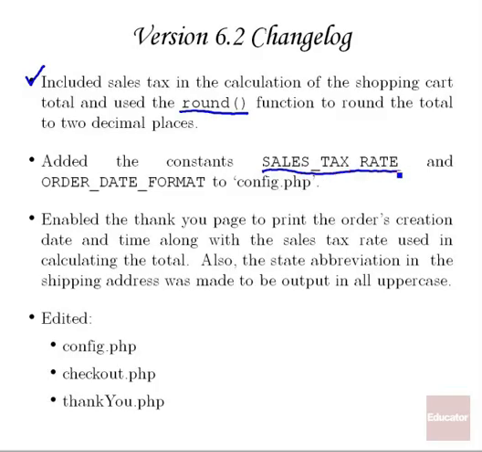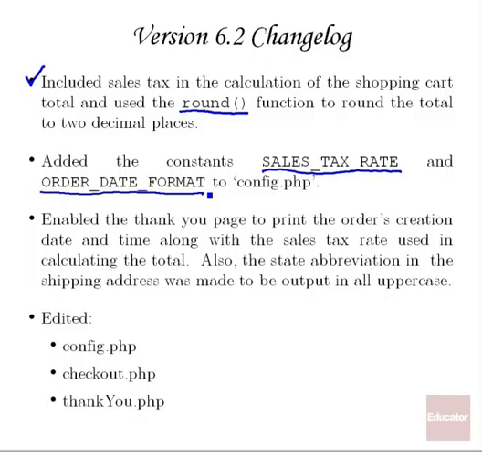And basically that's going to allow us to set the sales tax rate we want to use for all of our calculations in the whole store and put it in one place. We're also going to be creating a constant called order date format. What that's going to do is we're going to be adding to our thank you page a timestamp that says thank you for your order, it was completed at this date and time. And we're going to be using the date function for that.